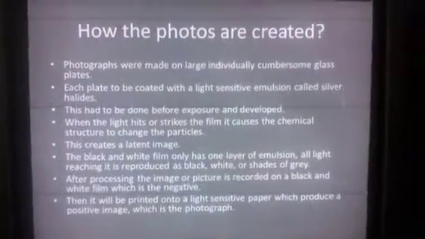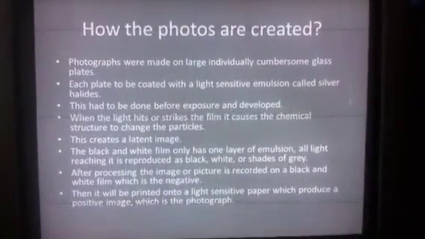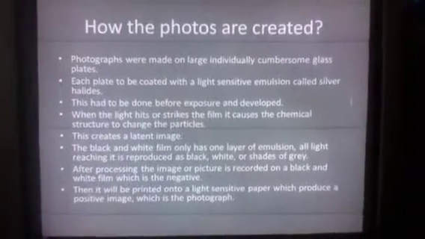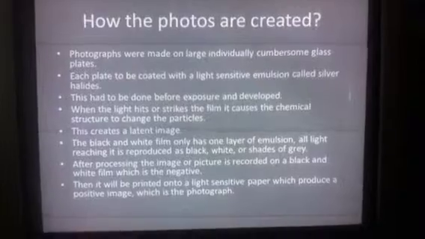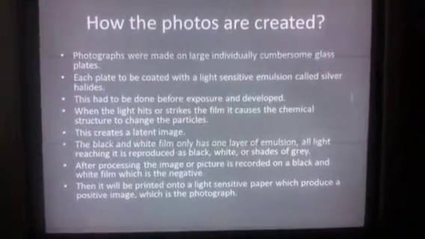Okay, how the photos are created. Photographs were made on large, individually cut glass plates. Each plate had to be coated with a light-sensitive emulsion called silver halides. This had to be done before exposure and development.